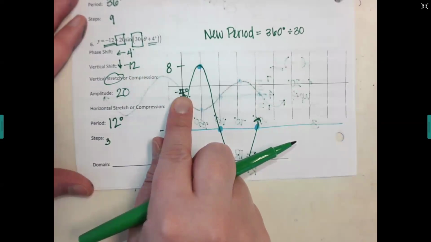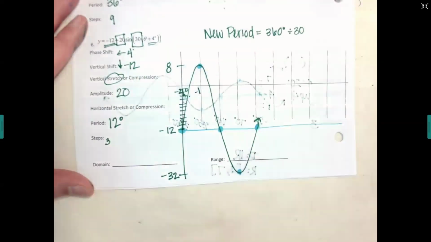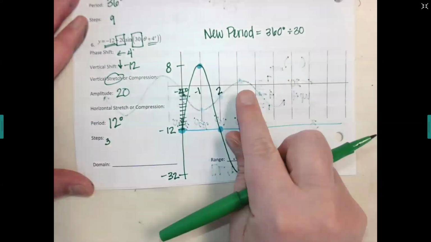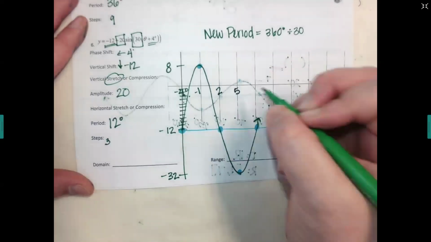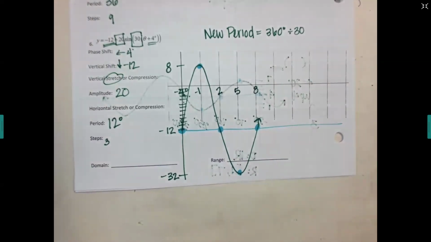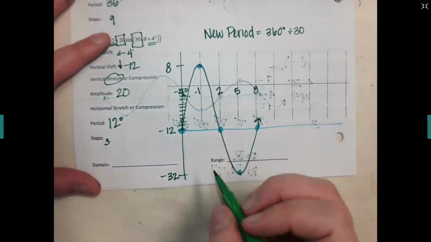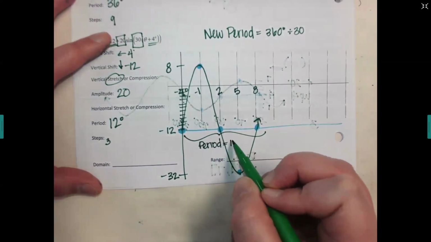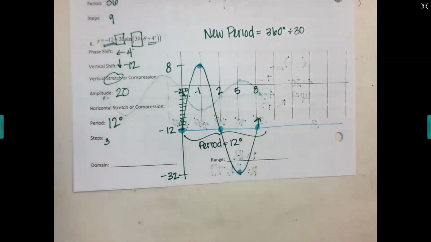What's -4 plus 3? -1. Add 3 again. What's my next bar? 2. Add 3 again. What's my next one? 5. Add 3 again. 8. And now think about, if I go from -4 all the way to 8, is that a full 12 degrees? Yes. Okay. So let's put from here to here is the period, which is 12 degrees. But it's ending early at 8 because it started early at -4, if that makes sense.